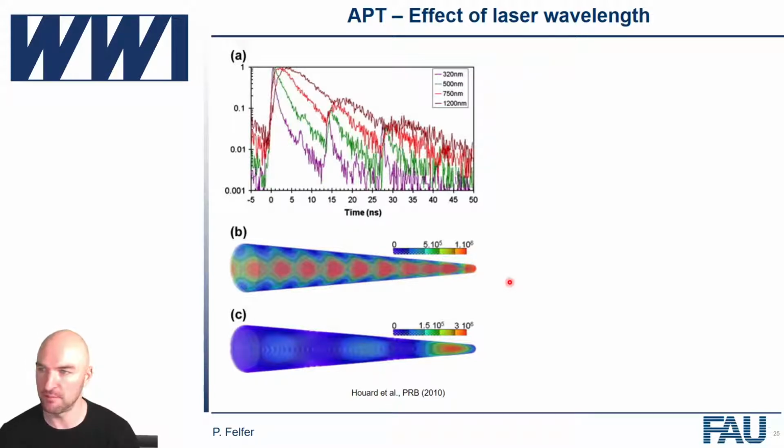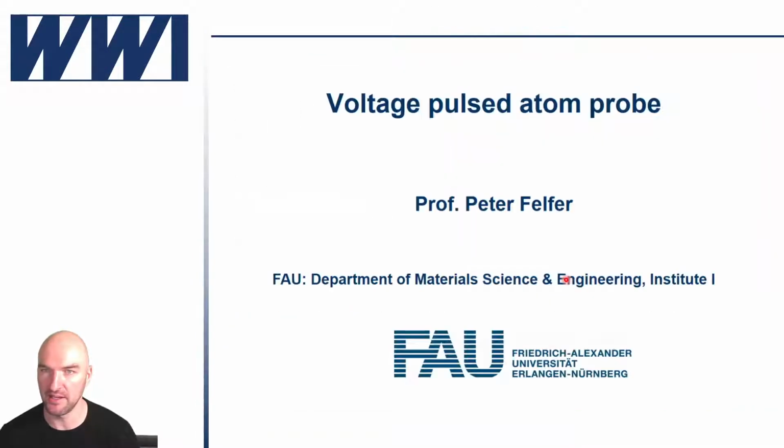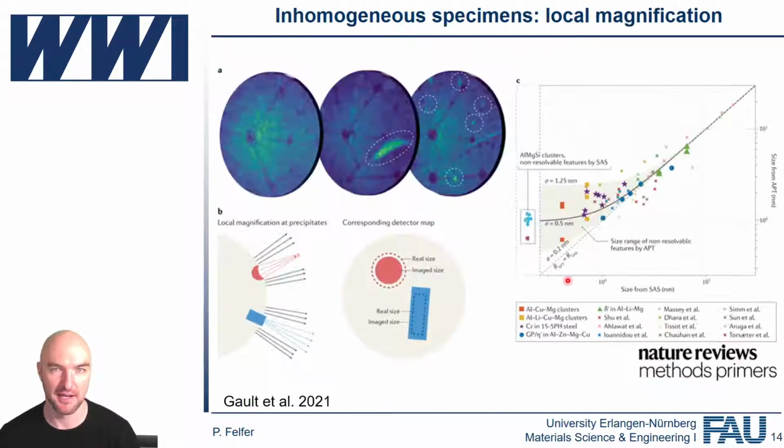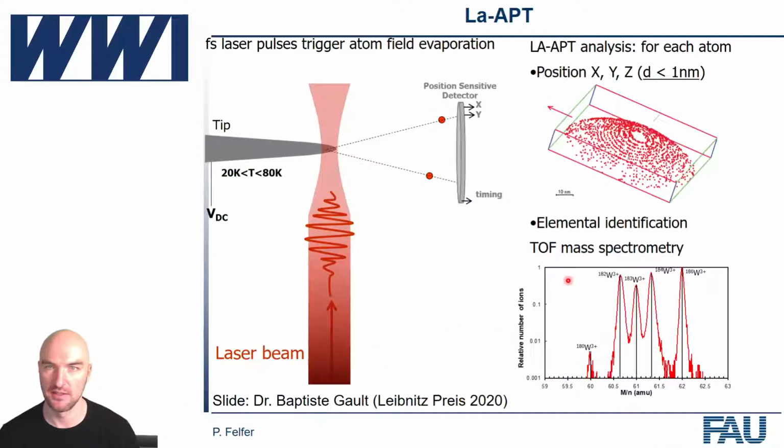Okay, so this was the basics of field evaporation physics. I hope you understood the main things that sort of bother us in APT when we do our measurements, and I hope you understand a little bit more about your data then. But for all of those effects, there's a lot of literature to read up on if need be. But I hope this gave you a bit of a good introduction.